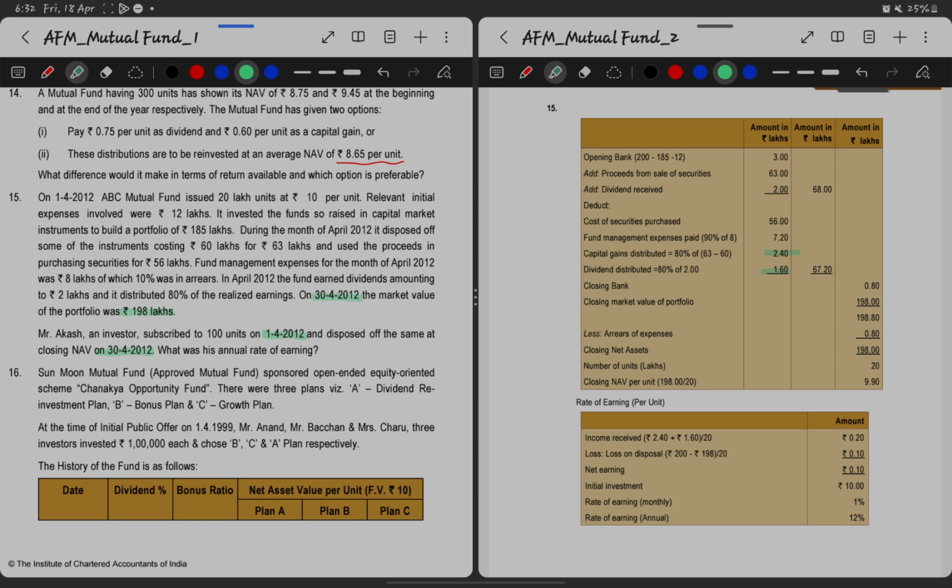Okay. Now, before going to this, we need to know the performance of the mutual fund. From the starting till the end, we have to see what is the opening NAV, what is the closing NAV. Then only we can find out the annual rate of earnings for the investor. Okay, now as we can clearly see, the closing NAV is directly 198 lakhs.